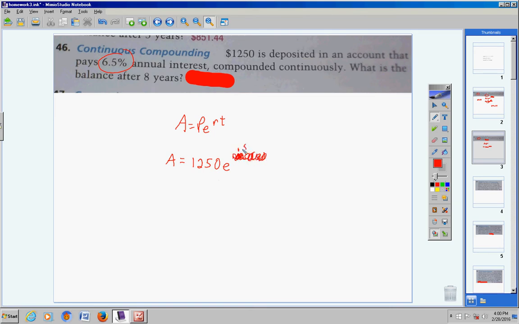Alright, so with your calculator now you would type in 1,250, then hit your E button and this will pop up, and then type in 0.52 and then hit enter. If you do that, you will get this right here, $2,102.53. So you started off with 1,250 and you ended up with $2,102.53. So you gained how much?